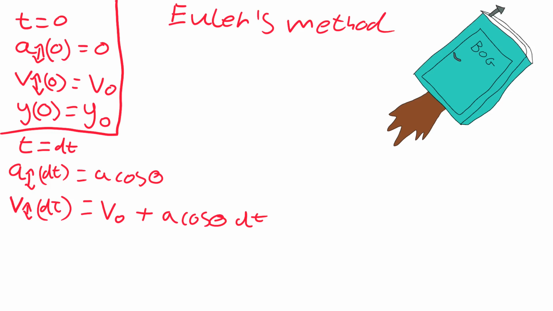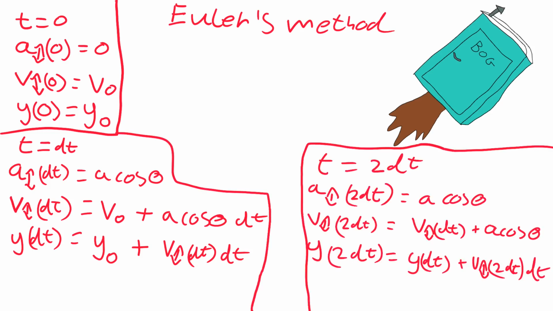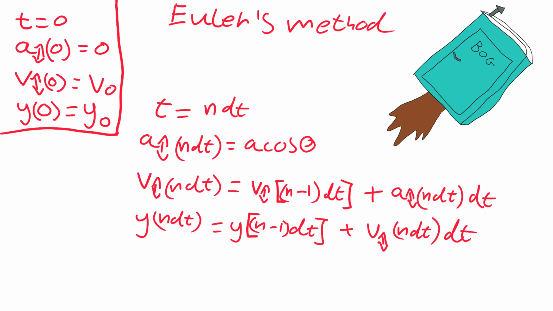And to work out the position is a very similar process. You take the initial position and then add the speed times dt. And then you just repeat this process for as long as you need to.